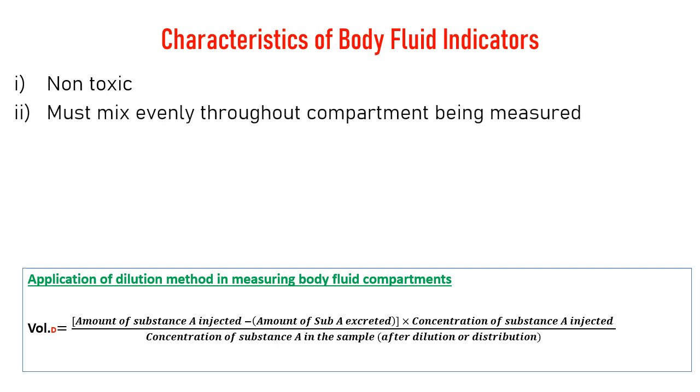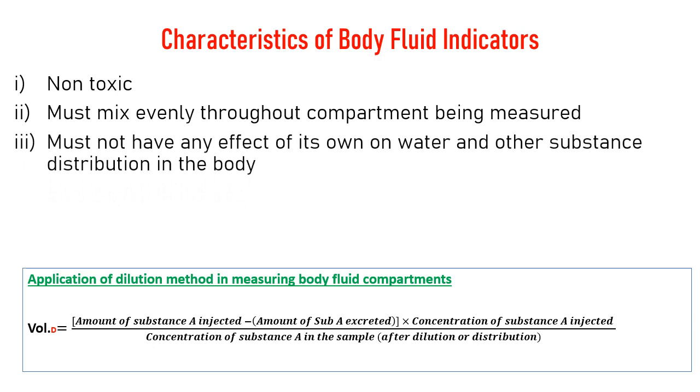Then the next one is that it must mix evenly throughout the compartment being measured. Meaning that it should be specific. When you only want to measure total body water, it should measure total body water. And if you only want to measure ECF, it should only measure what? ECF. The next one is that it must not have any effect of its own on water and other substance distribution in the body. It should not react, in short, anywhere.